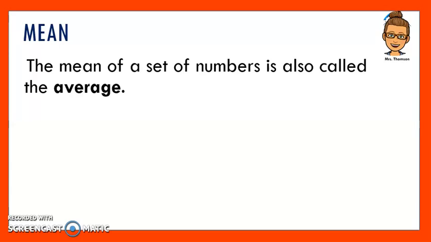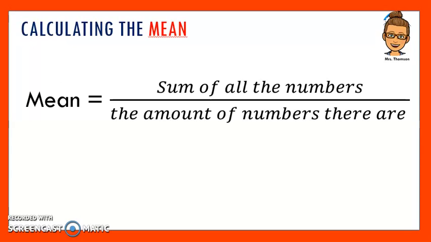Let's look at mean. Mean of a set of numbers is also called the average. So sometimes when you see a question and it asks you about the average, what it is actually asking you to do is to calculate the mean. And how do we calculate that mean? We calculate the mean by doing the sum of all the numbers, and we divide that by the amount of numbers that there are. So pause for a little bit and write this down in your notebook. Mean is equal to the sum of all the numbers divided by the amount of numbers that there are.